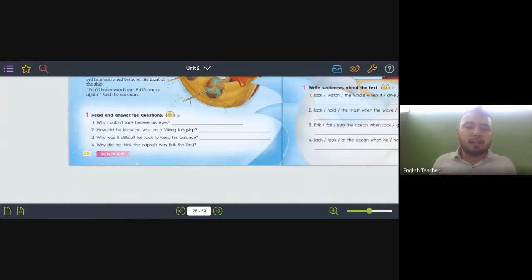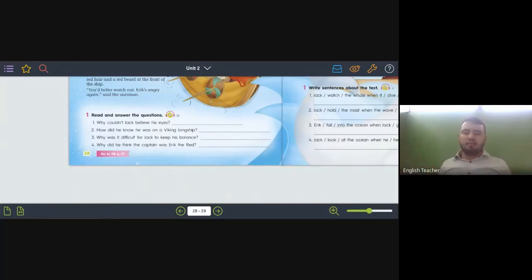Question number three says, why was it difficult for Jack to get his balance? Why was it so difficult for him to stay in the same place without moving, without rocking back and forth, down and up? And as you can see, because the ship was rocking. Rocking, R-O-C-K-I-N-G, rocking. The ship was rocking.